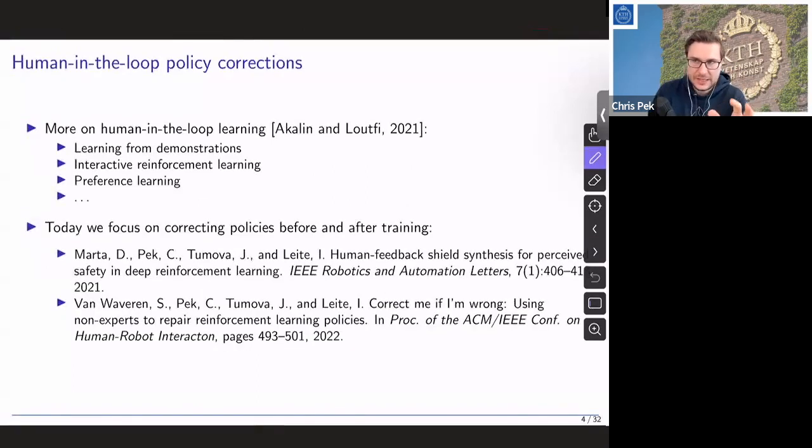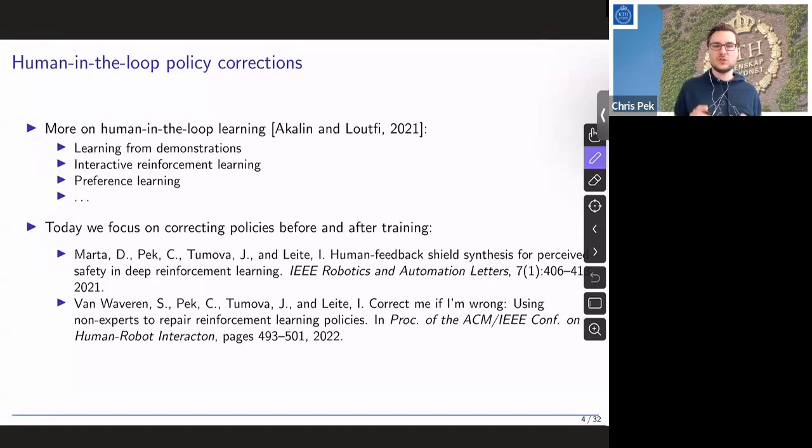As a disclaimer in the beginning, there's a lot on human in the loop learning. You can look at this journal here, where it very nicely summarizes a lot of things for reinforcement learning, given humans and social robotics and so on. There's learning from demonstrations, interactive reinforcement learning, preference learning, just to name a few. And these are very important as well, but I would refer you to that journal instead.